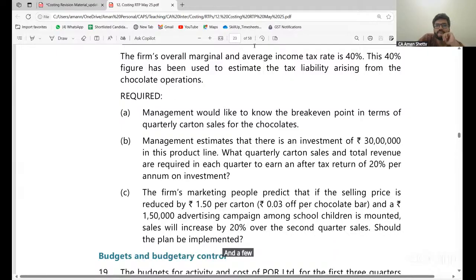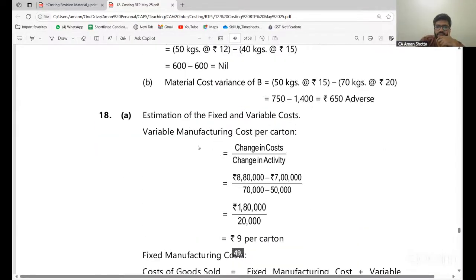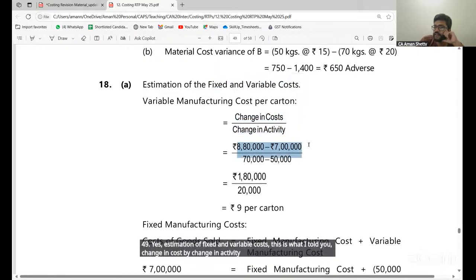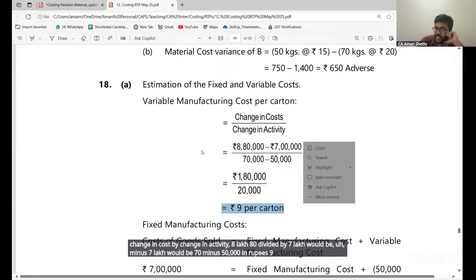Page number 49. Estimation of fixed and variable cost. This is what I told you: change in cost by change in activity. 8 lakh 80 divided by 70 minus 50,000, and rupees 9 per carton is the variable cost.